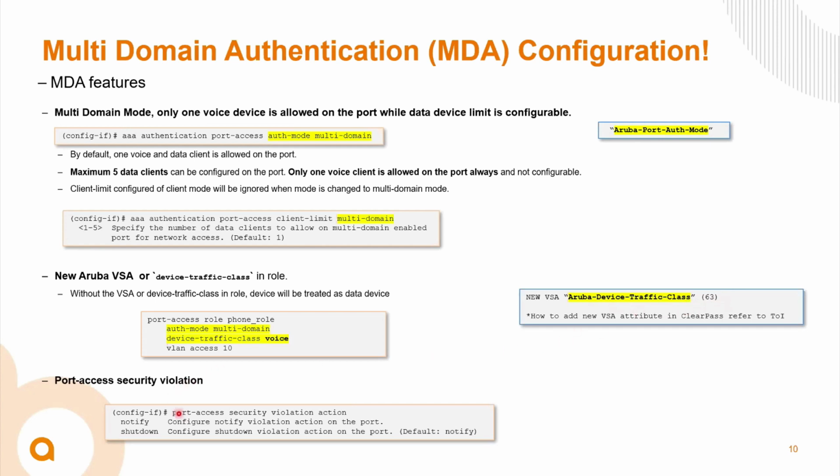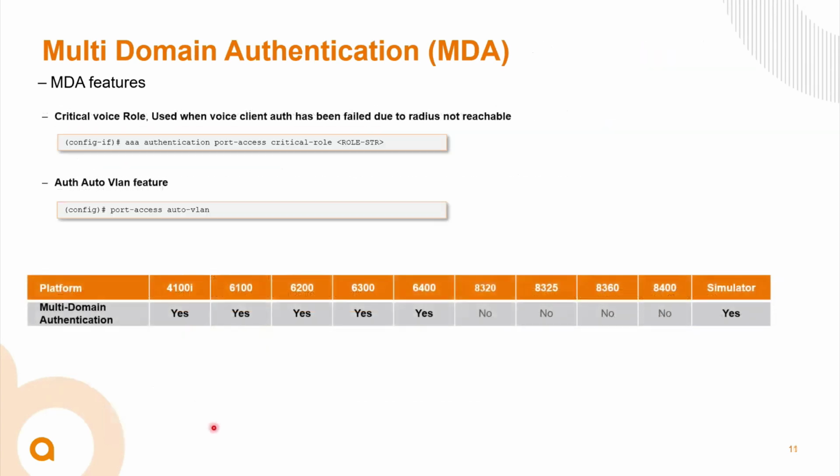And port access violation, as you see on the screen, this is how you're going to configure it inside the interface level. You remember we had the port security feature; it is a similar configuration, but the only change here is port access security violation action. By default, it's always notify, same as port security, and shutdown you can also do. Recovery, we have provided a recovery mechanism. All of that, as in the market features, we have provided the same.